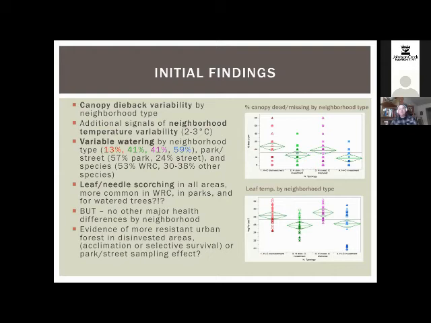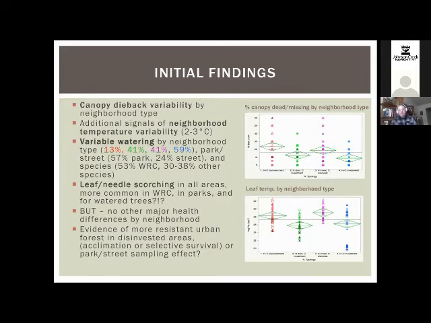We detected leaf and needle scorching from the heat damage in all areas. It was ubiquitous across the city. However, somewhat surprisingly, it was more common in western red cedar as well as in parks and for watered trees. So that was really surprising. We found that watered trees sustained more scorching damage during the heat events this summer. And other than that, however, there was no major health differences by neighborhood, which was kind of surprising to us. We didn't see substantially less healthy forests in these neighborhoods with less socioeconomic status and investment of resources.